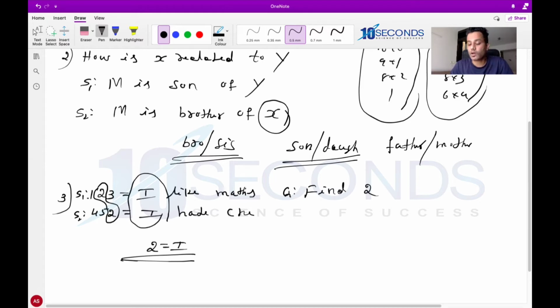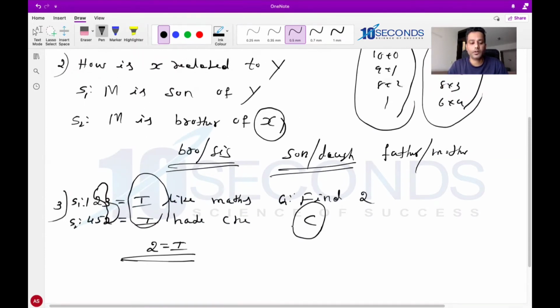Is it using only one of the statements, or both statements? Both statements. We used both statements, then only we came to know that 2 equals I. Question is answered using both statements together. So it is option C: question can be answered, but both statements are required.